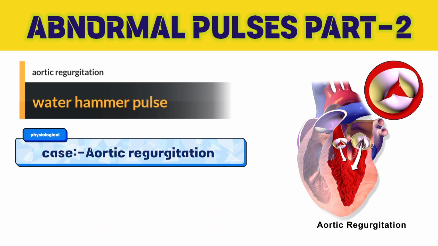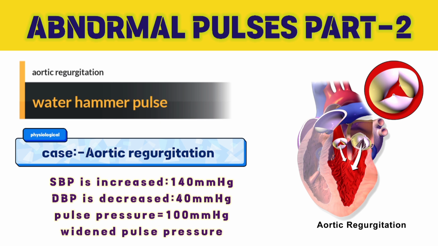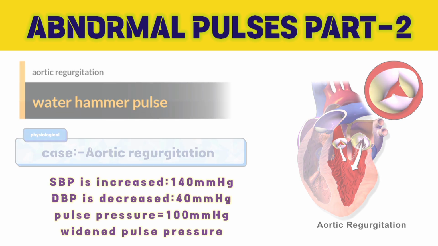But in the above case, systolic blood pressure is increased. Let us take it as 140 millimeters of mercury. Diastolic blood pressure is decreased. Let us take it as 40 millimeters of mercury. So, pulse pressure comes out to be systolic blood pressure minus diastolic blood pressure, that is 140 minus 40 millimeters of mercury, which is 100 millimeters of mercury. 100 millimeters of mercury is more than twice the normal pulse pressure, which is 40 millimeters of mercury.